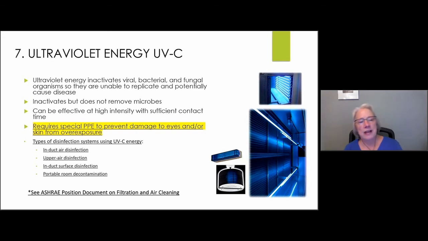There are different types of disinfection systems, and I've just listed them there. There's in-duct air, upper air, in-duct surface disinfection, and a portable room disinfection. ASHRAE has got this lovely document on filtration and air cleaning, which actually explains this in much greater detail than what I can do here.